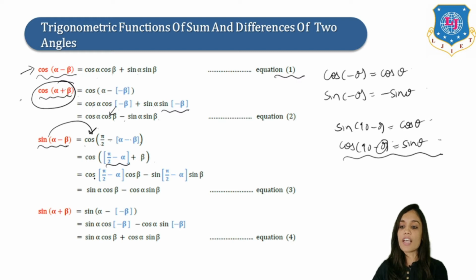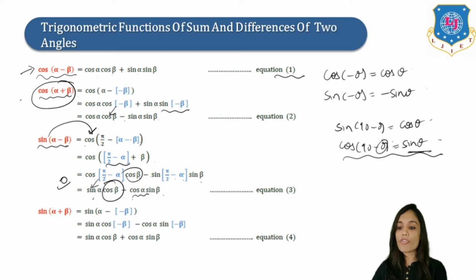So we can write it as cos(pi by 2 minus alpha) cos beta minus sin(pi by 2 minus alpha) sin beta. Fine. Now use this: cos(90 minus theta) will be sin theta. So we can write this as sin alpha, cos beta stays as it is, minus sin(90 minus theta) will become cos alpha sin beta. So the formula of sin(alpha minus beta) is sin alpha cos beta minus cos alpha sin beta, right?